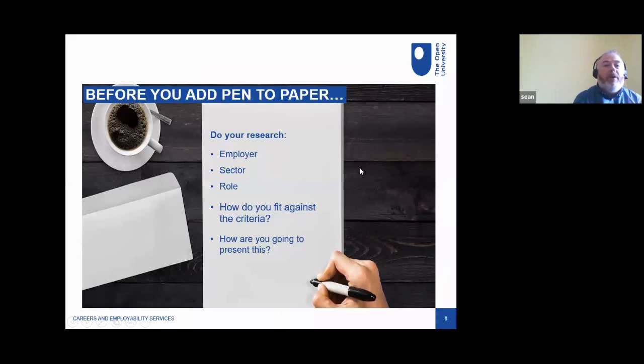I would say before you even put pen to paper, do some research. Have an understanding about who the employer is, what kind of sector they're involved in, what the role involves, and what the key skills in the role are. Then think about your own experiences, your work experience or hobbies or activities or pastimes or voluntary work, and how you can make them fit the criteria. And then how are you going to present this and get it across to the employer that you're worth interviewing, that you have the skills.